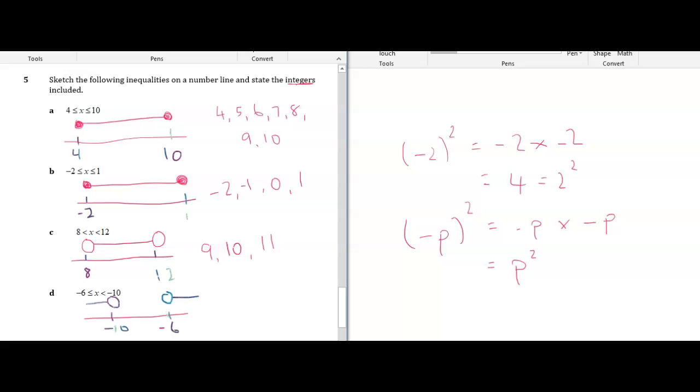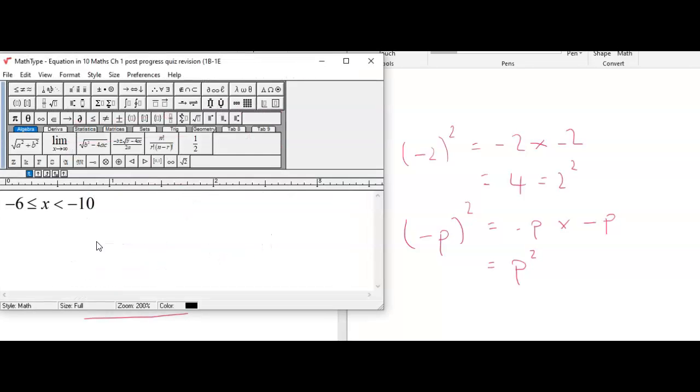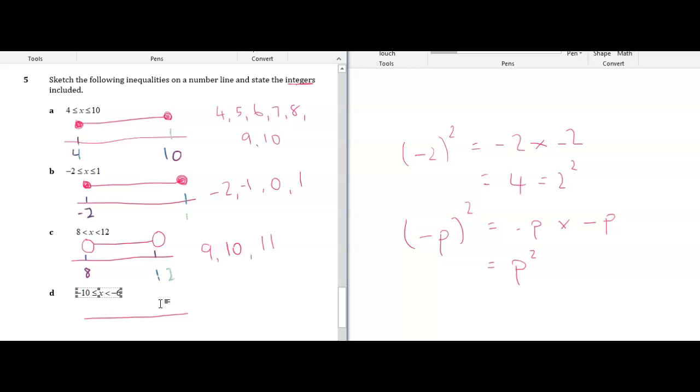So let's just redo that one. Let me just see if I can get rid of this. And I'm going to change this, let's change this to negative 10 and this one to 6. Just had them around the wrong way. Okay, let's do it again. So negative 10 and negative 6, that's a bit better.